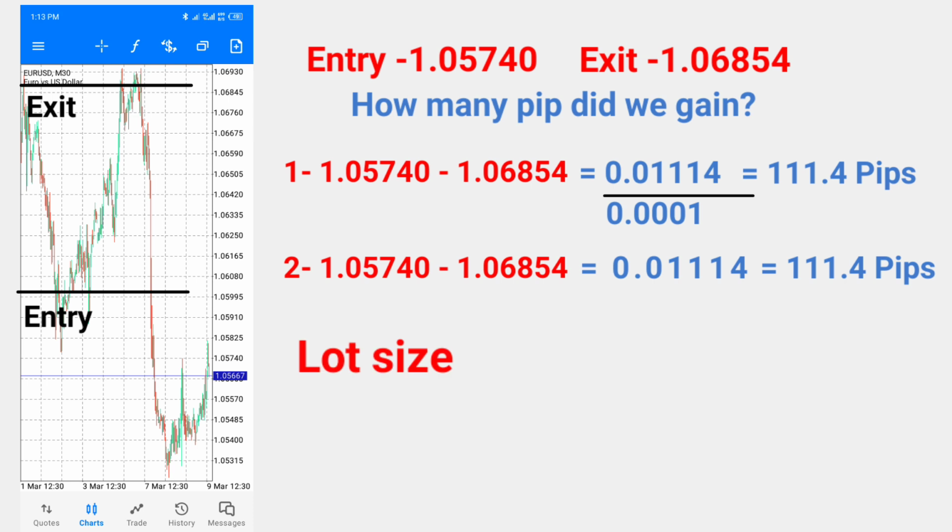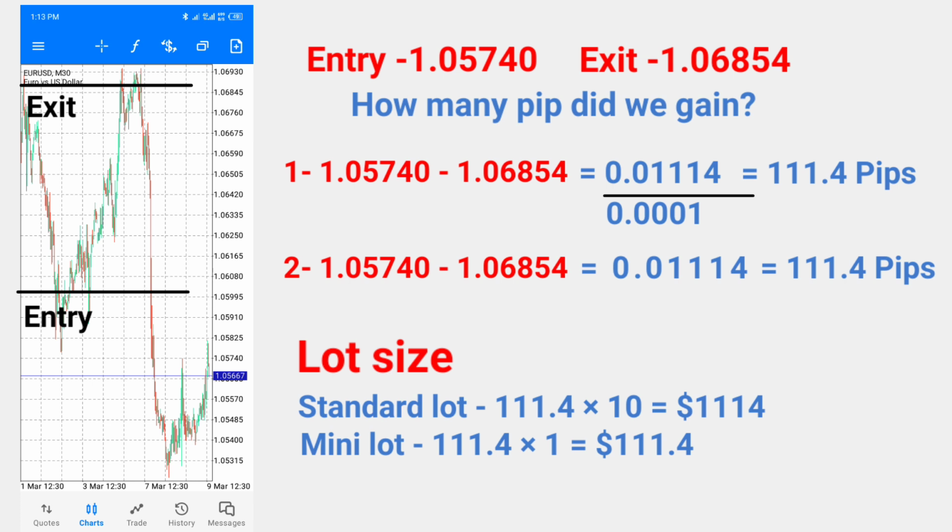The next thing we want to do now is convert this to our profit. To do that, we need to understand our lot size. What lot size did we use for this trade? If we use the standard lot, which, as you all know, is $10 per PIP, we are going to be making $1,114. If we use the mini lot, which is $1 per PIP, we are going to be making $111.4. If we use the micro lot, which is 10 cents per PIP, we're going to be making $11.14 for that trade.